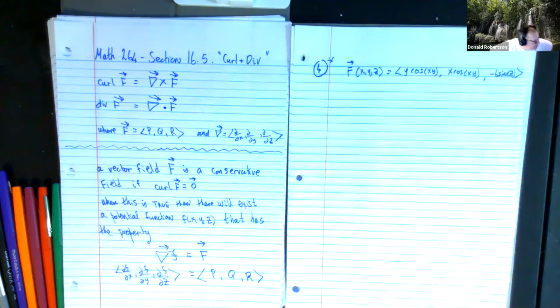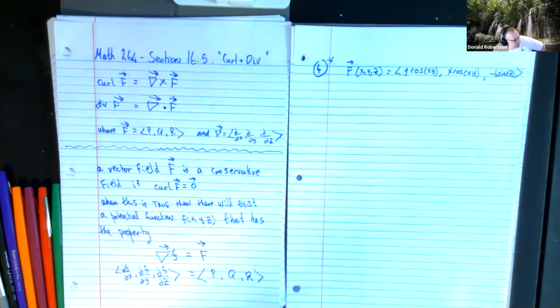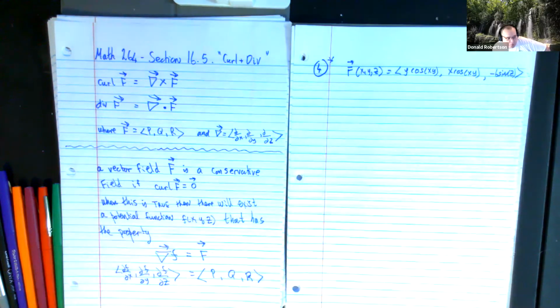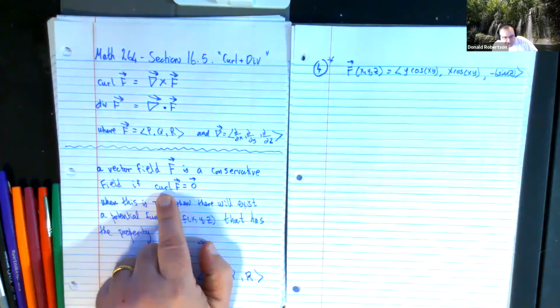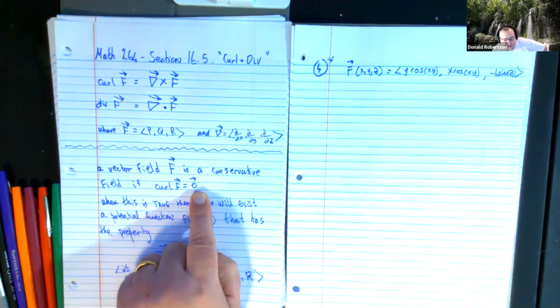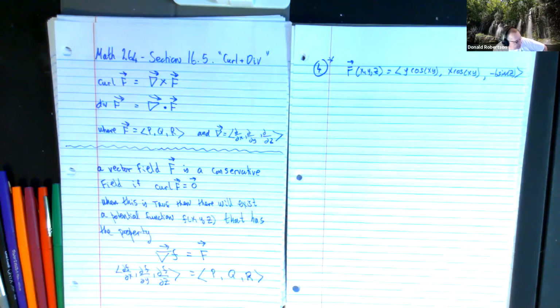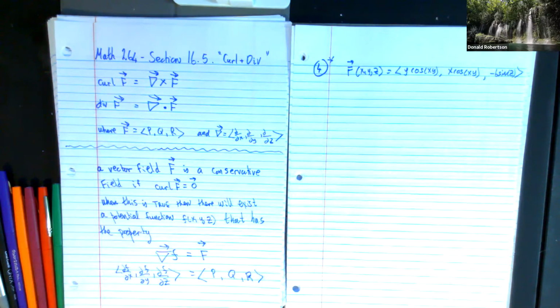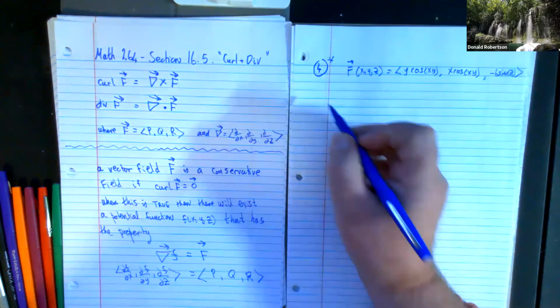And in this question, we're going to be asked to find out, is this vector field a conservative one or not? So what I'm going to do is find the curl, and if it's a 0 vector, then it is conservative. And then the second part of the question says, if it is, then find the potential function little f. So let's do the curl of F.